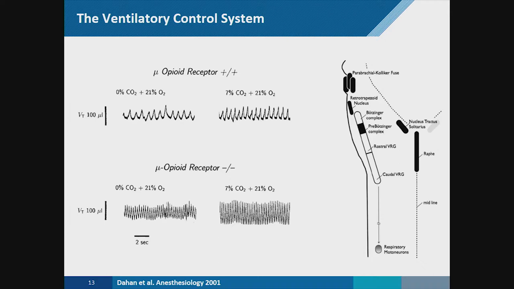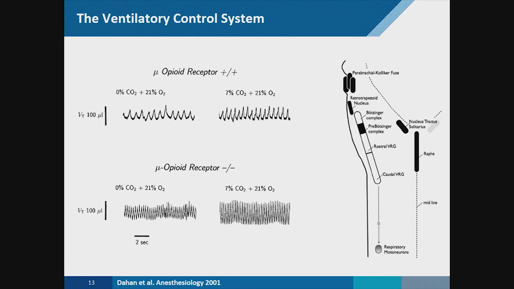If you have no opioid receptors, it's like injecting saline. It's like injecting normal water. Nothing happens. If you have opioids on board, your breathing will slow down. Initially, there will be an increase in tidal volume at one point. Breathing becomes irregular and you will stop breathing.